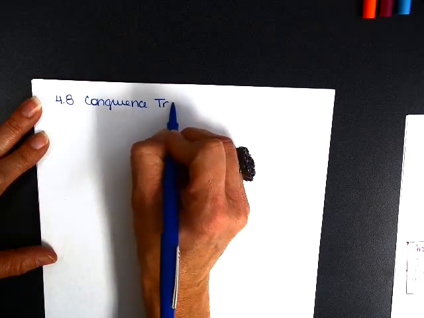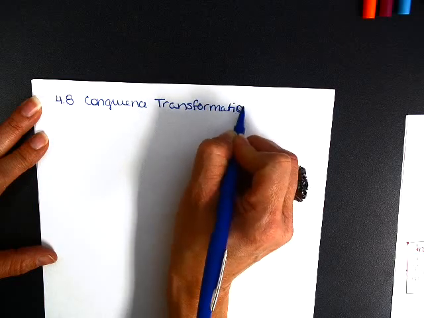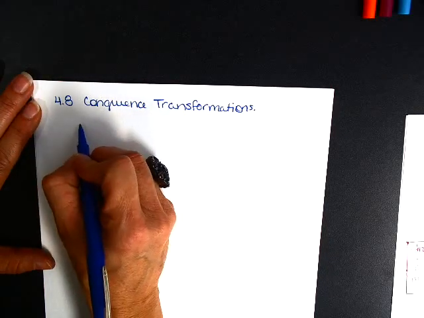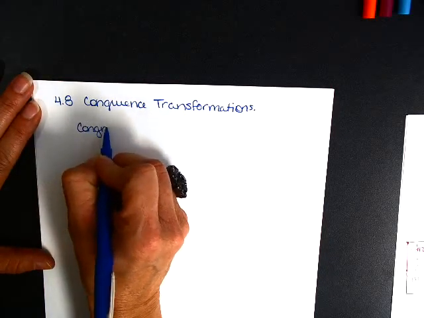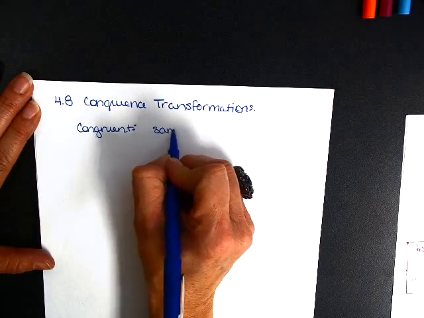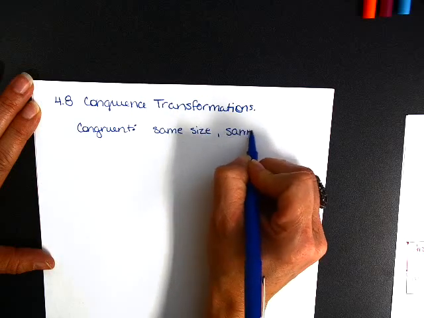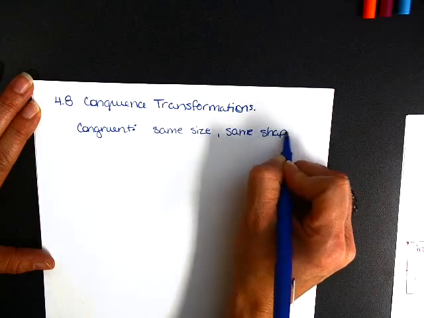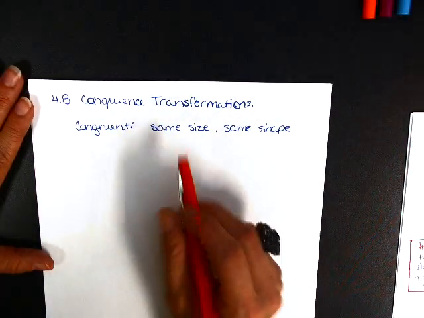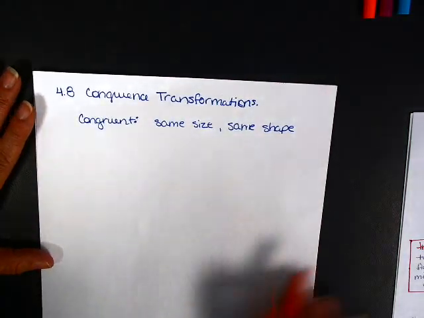Congruence transformations. Now to go back to the definition of the word congruent. Congruent means same size, same shape. So basically, to do a congruent transformation, we're going to start out with an image and it's going to stay the same size and stay the same shape. That's not going to change.